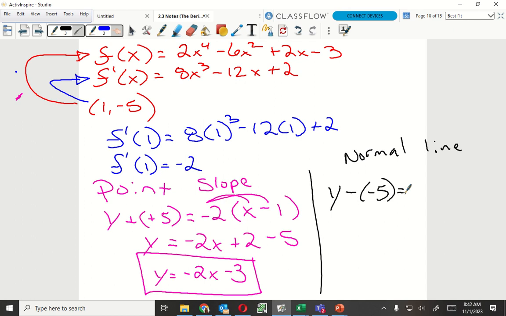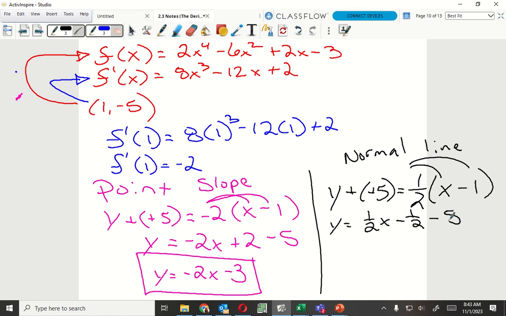What's the opposite reciprocal of negative 2? Positive 1/2 times x minus 1. So there's my point slope there. And do a little bit of math here. So I'm going to get y equals 1/2 x minus 1/2 and minus 5.